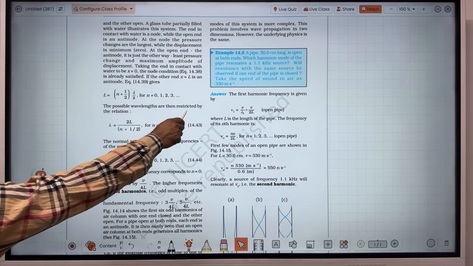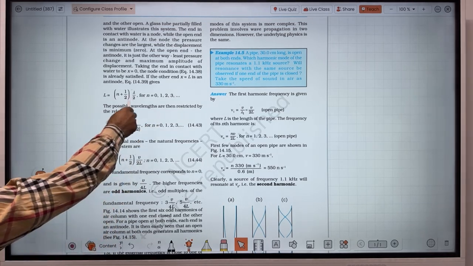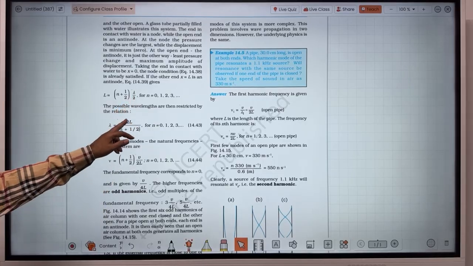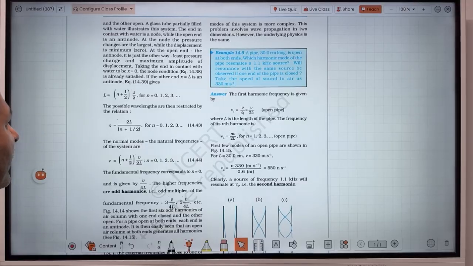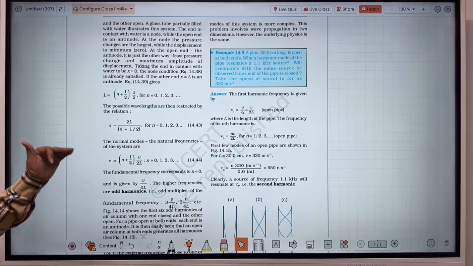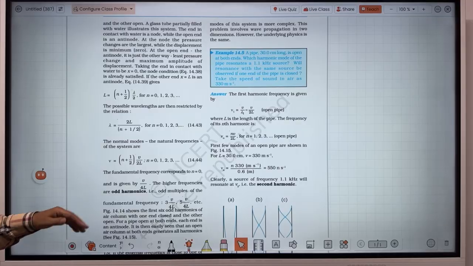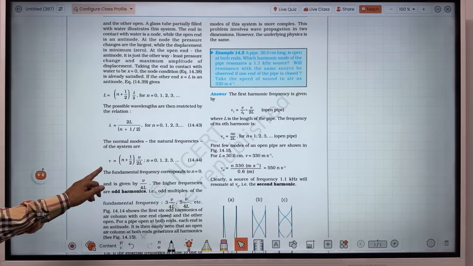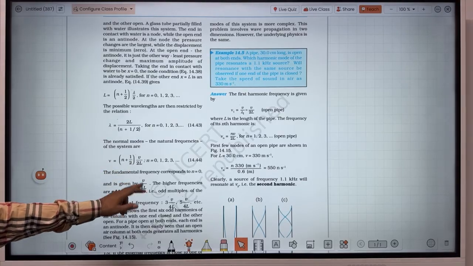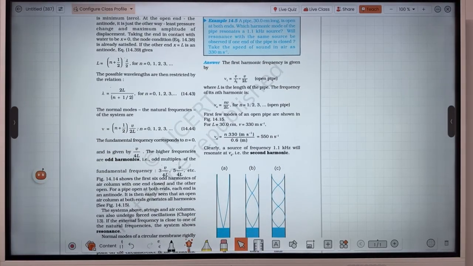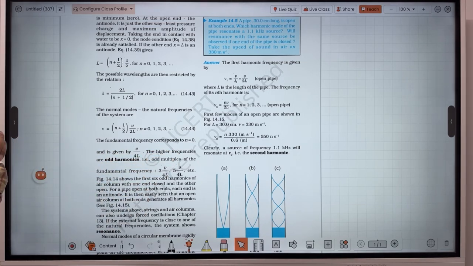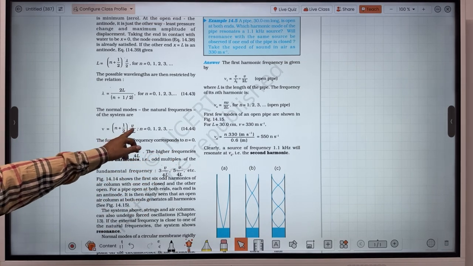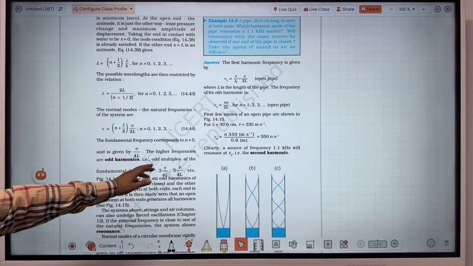So the possible wavelengths are restricted by the relation. We can write the value of lambda as 2L divided by (n plus half), where n can have any value starting from 0. The normal modes, the natural frequencies of the system: frequency v equal to nu lambda. We can get the relation nu equal to (n plus half) v upon 2L. Here the fundamental frequency corresponds to n equal to 0, and when we write n equal to 0, we get v upon 4L.